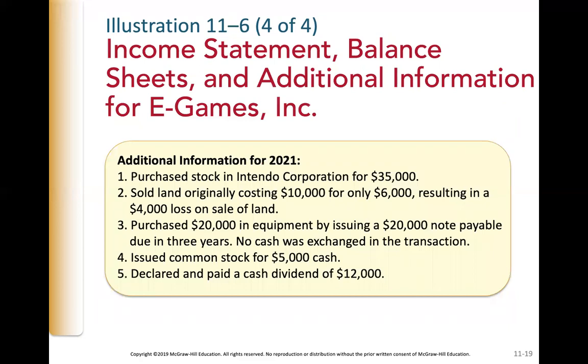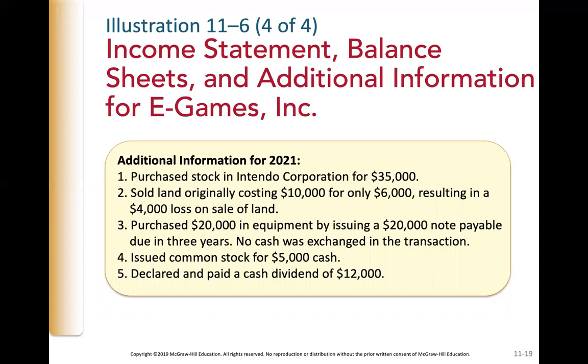Lastly, additional information that is provided from the accounting records. Information that we need to know to help us prepare the statement of cash flows. First, they purchased stock in Nintendo Corporation for $35,000. This is an investment in another corporation.